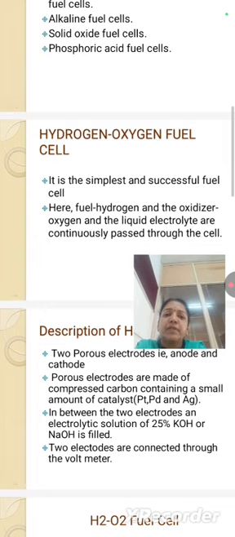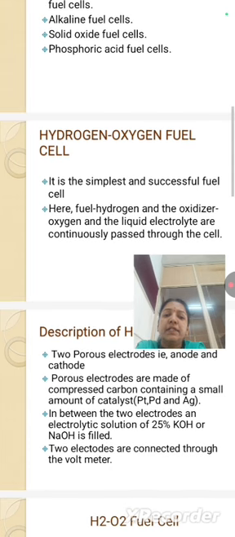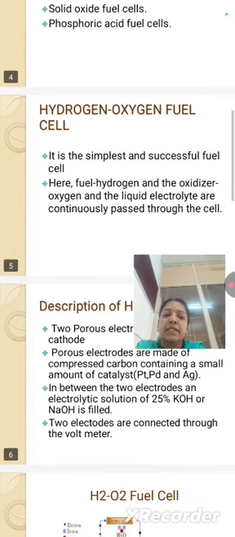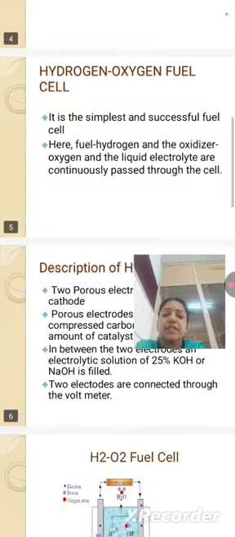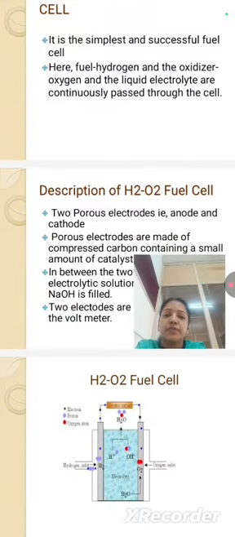The most important fuel cell is the hydrogen oxygen fuel cell. Why it is important: it is the simplest and most successful fuel cell. Here the hydrogen acts as the fuel, oxygen acts as the oxidizer, and potassium hydroxide acts as the electrolyte. These three are continuously passing through the cell. Next, we move on to the description of the hydrogen oxygen fuel cell.